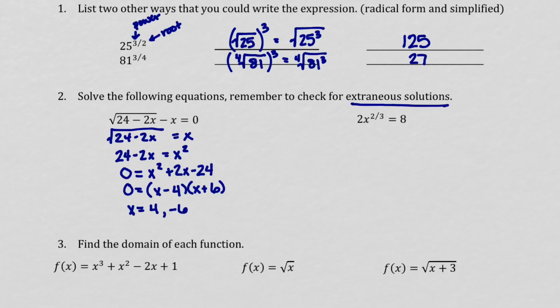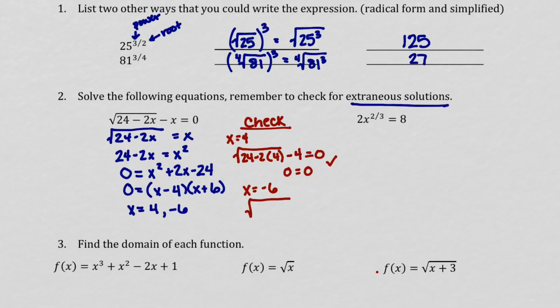And before I say, okay, I'm done, I need to check those answers. So I'm going to do a little check here. So if I were to plug in my calculator, let me do x is 4 first. So square root of 24 minus 2x, but instead of x, we just said x is 4. Minus 4, does it equal 0 is the question. Well, I do get 0 equals 0. So 4 works out.